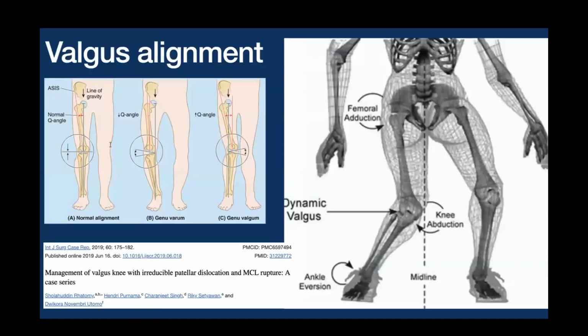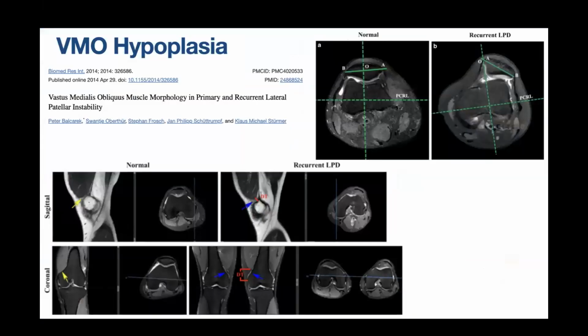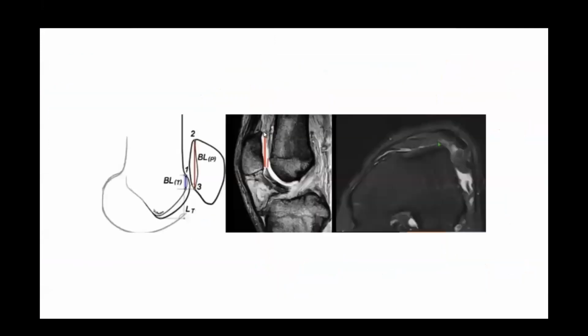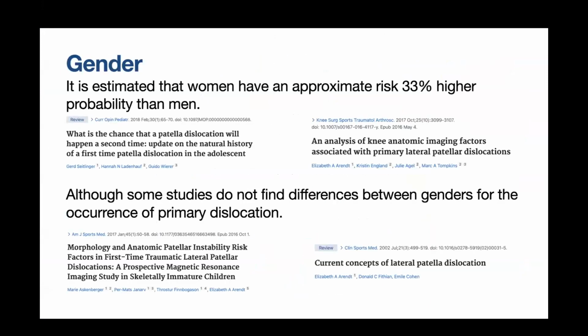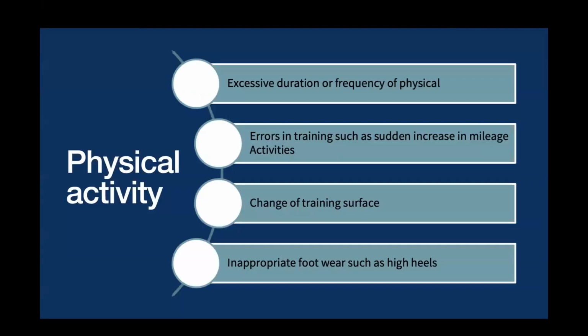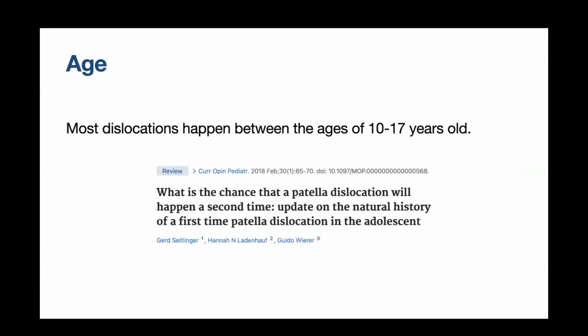Yeah, Rohit, pathoanatomy wise, you had a paper on natural history update. Yes, sir. Can you elaborate what that paper was on? Which paper, sir? Natural history of dislocation. Yes, sir, one second. Go back. No, the next slide. This one, sir, natural history.